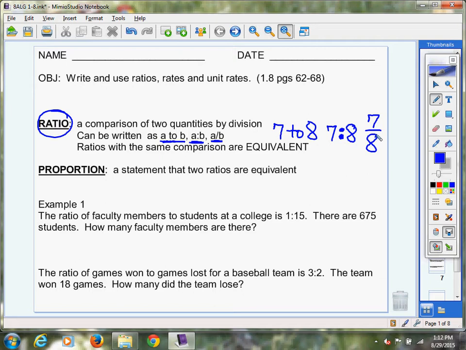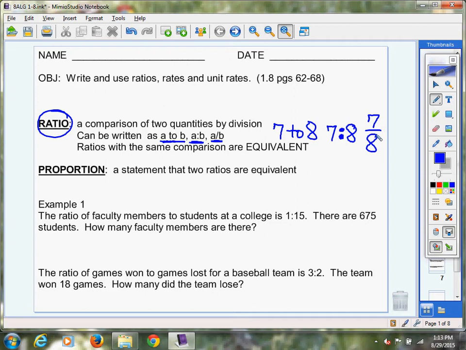And ratios with the same comparison are equivalent. So if you're comparing the same thing, and they've given you a ratio and maybe some additional information, you could use it to find missing information. I'm going to show you how that's possible in example 1. Now proportion, we'll do that a little bit later. It's basically where you set two ratios equal to each other. They're not going to be the same numbers necessarily, and you're going to have three things you do know and one thing you don't know. And then you're going to find the one thing you don't know. So let me apply it to example 1.